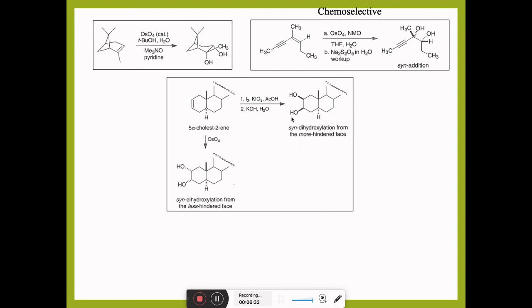So the difference is that here the dihydroxylation takes place from the more hindered face, and here the dihydroxylation takes place from the less hindered side.